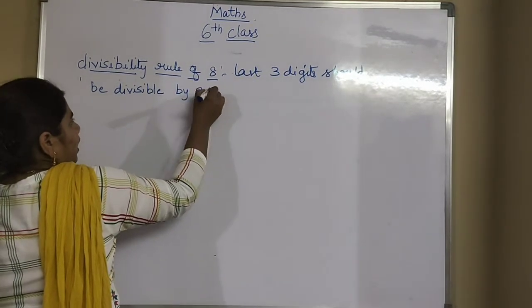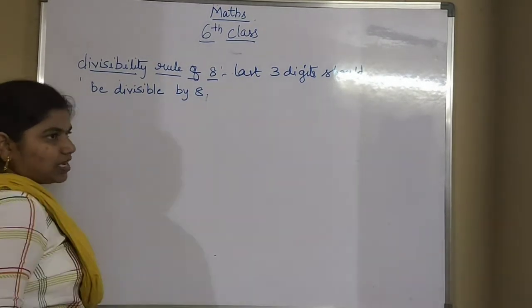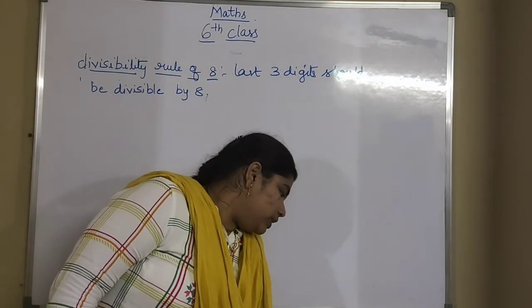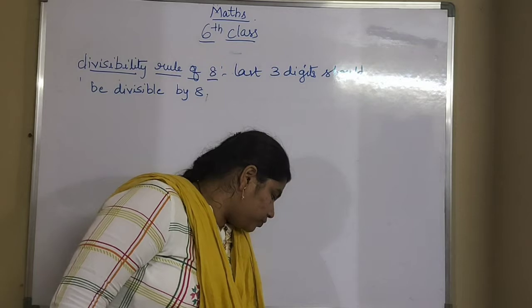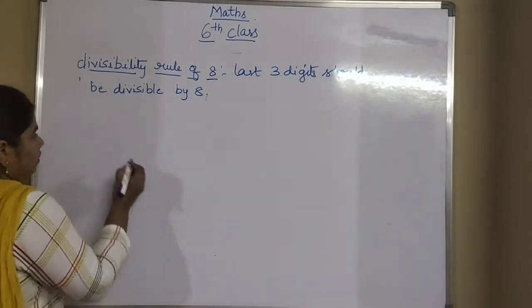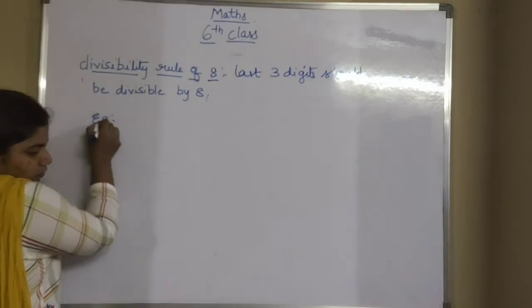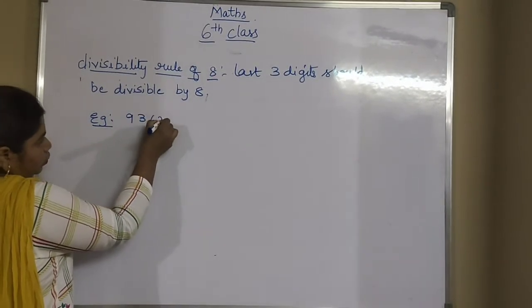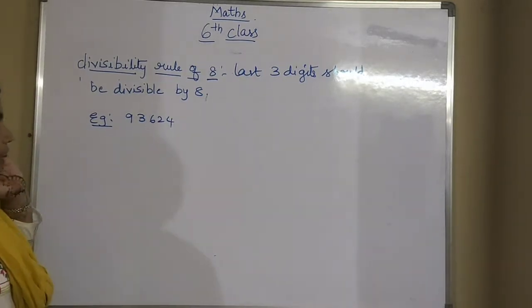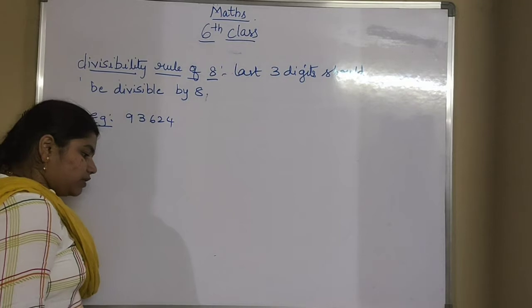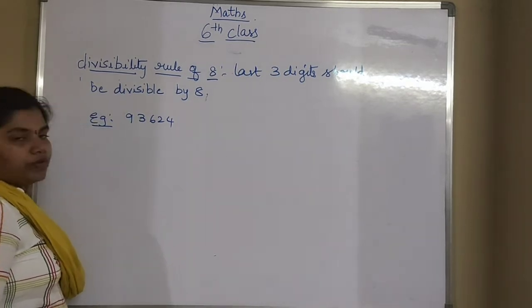Divisible by 8. That means if the last 3 digits are divisible, the whole number will also be divisible. So we will take one example now. Example: I am taking 93,624. Whether it is divisible by 8 or not, we will check now.